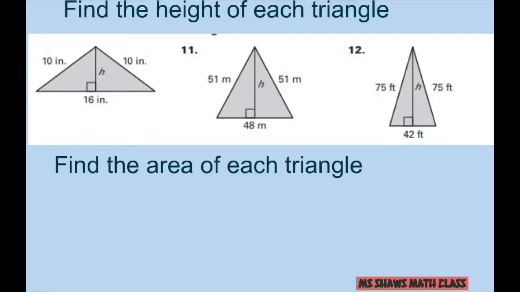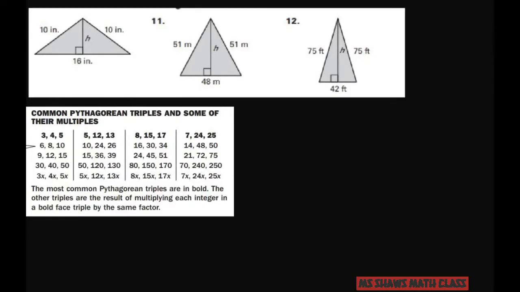Everyone, we're going to find the height of each triangle and then find the area of each triangle. So let's get started. We might try to use our Pythagorean triples if we can to find the height. So the first thing we're going to do is find the height. And we know this total length here is 16, so this is 8.